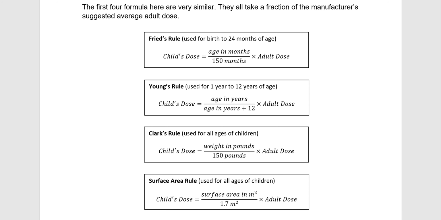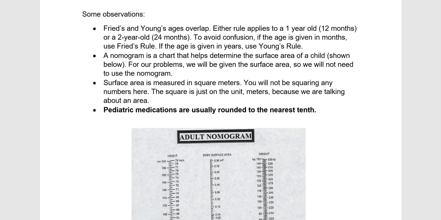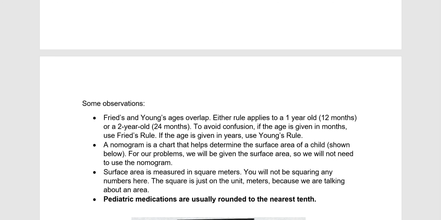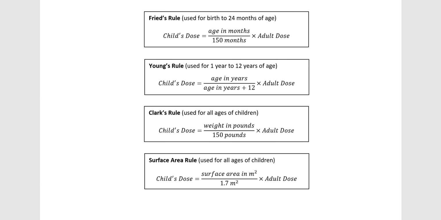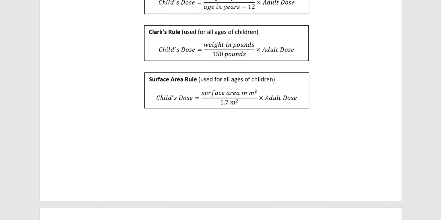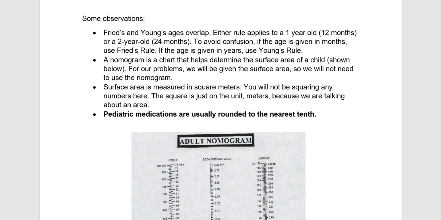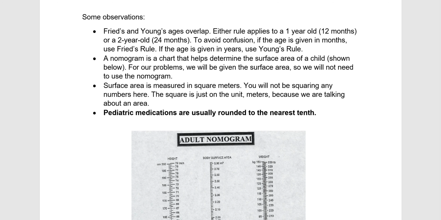Okay, so a couple observations based on those formulas. You'll notice that Freud's rule and Young's rule ages overlap. Going up here real quick, Freud's rule went from birth to 2 years old, and Young's rule went from 1 year to 12 years old. So there was an overlap from 1 year to 2 years. When we're doing a question, we can use either one of these rules for children from 1 year old to 2 years old.